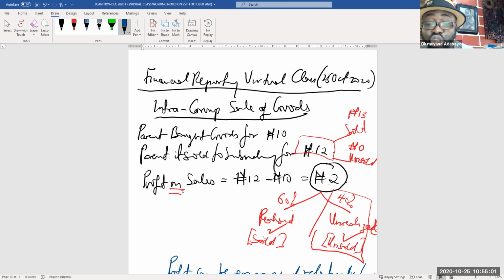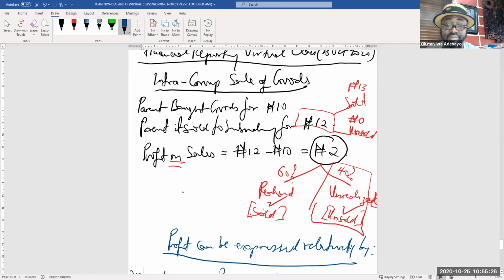If you have not sold any of the goods, we say the entire 2 naira is unrealized. But peradventure, he has sold 60% of the goods, which means 40% remain unsold. We can now say, what fraction of this 2 naira is realized? It is 60% of 2 naira. What fraction of this 2 naira is unrealized? It is 40% of this 2 naira. And that's what I've expressed earlier.